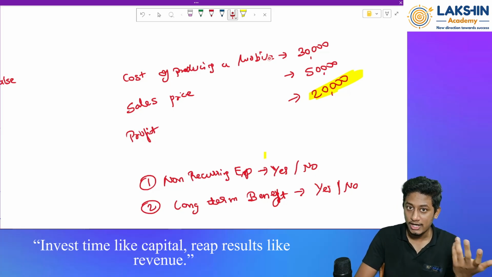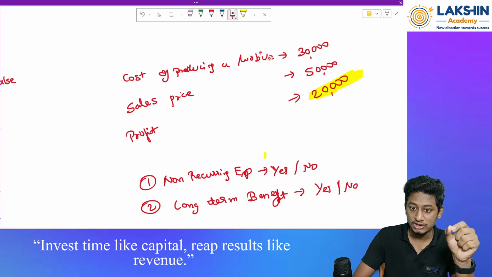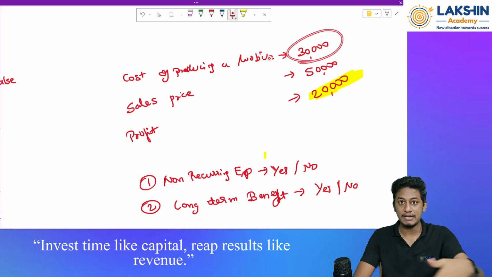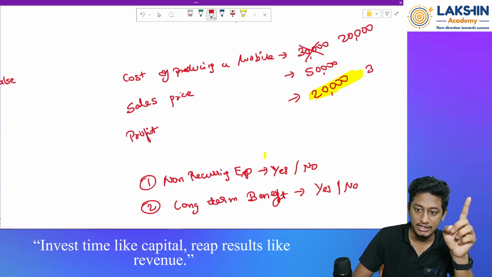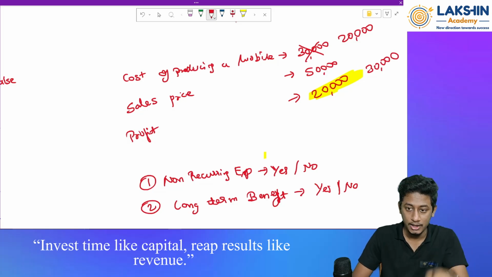Are you an idiot? No, right? I cannot make it zero. So because of that, however much expense I make, let us say the first time I did. Now my new cost is rupees 20,000. My profit increased to rupees 30,000 because of the reduction in the cost.